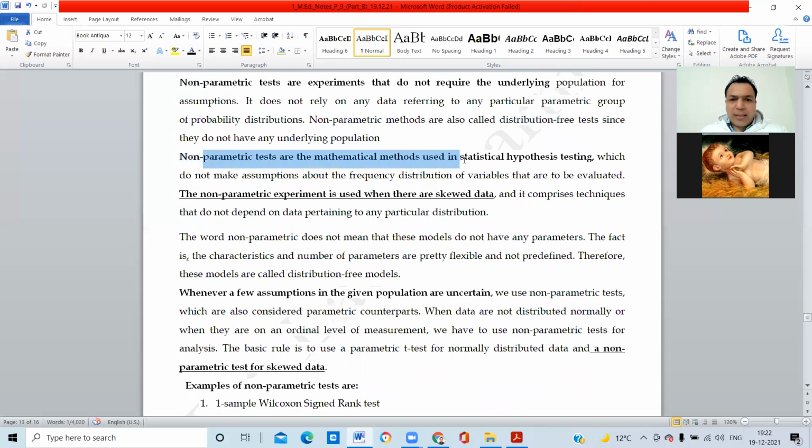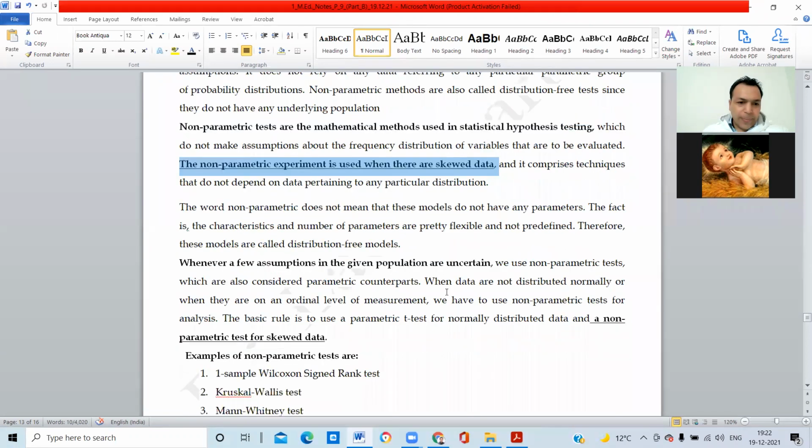Non-parametric tests are mathematical methods used in statistical hypothesis testing which do not make assumptions about the frequency distribution of the variables to be evaluated. A non-parametric experiment is used when there is skewed data. Now the thing is clear to you. What does skewed mean? Variation in the data. When there is skew or variation in the data, when your data is not normal, in that case you use non-parametric tests.